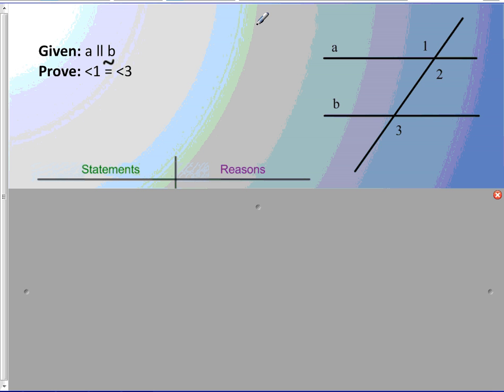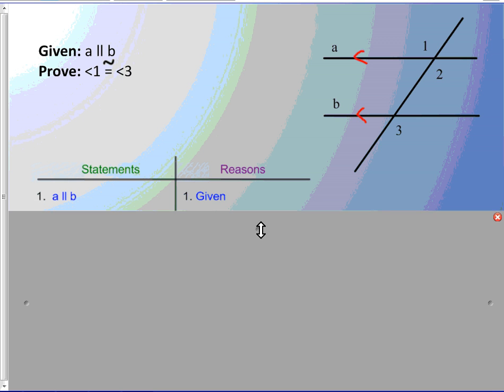Okay, so in order to do this, I am going to mark that line A is parallel to line B, and I can do that using these little arrows. Okay, this tells me that line A is parallel to line B. And just like we said in our steps, the first step can always be your given information. You want to list your given information first, and that can be your reason. It is given. We know that line A is parallel to line B.